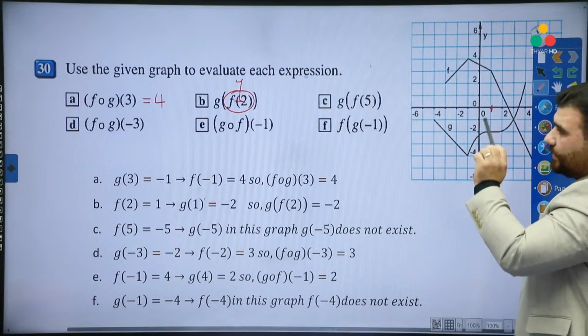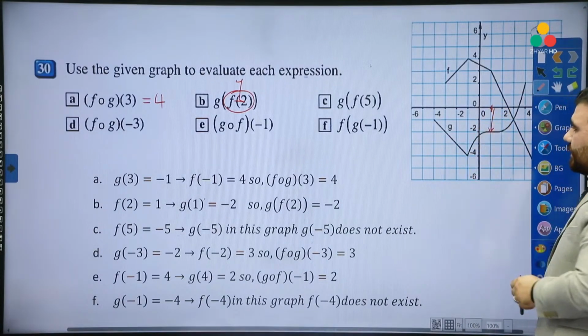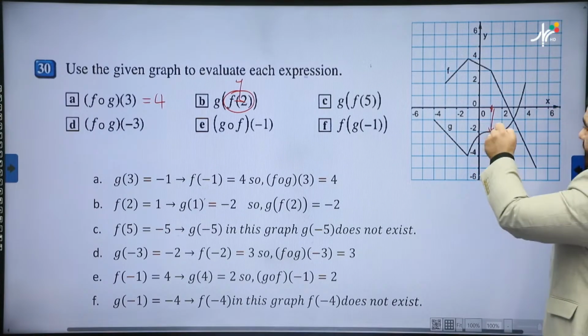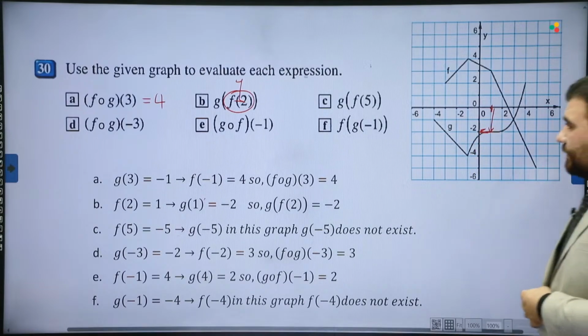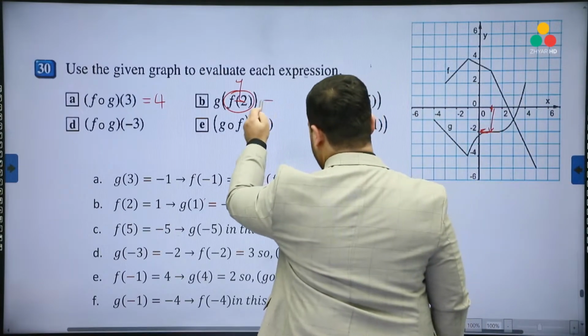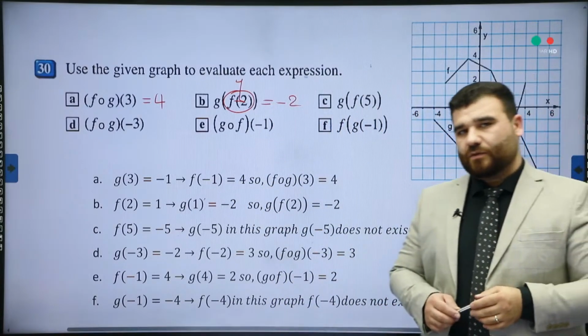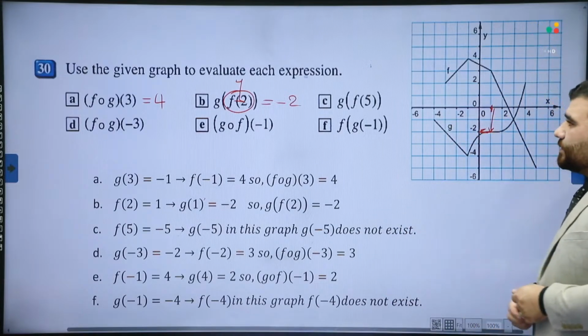Okay. I want g of 1. G of 1 means I need to use this graph. This is the graph of g. So, the result is -2. -2 is the result. Then this answer is -2. G of f of 2 is equal to -2. And you saw the steps.